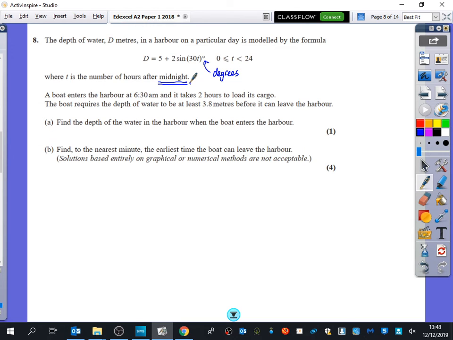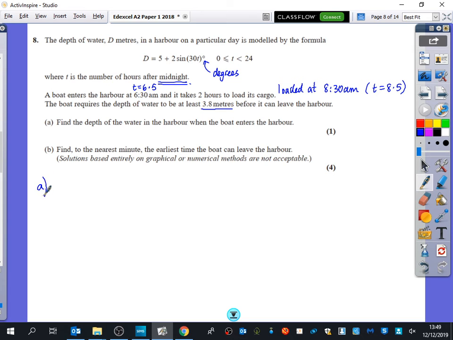Hours after midnight. A boat enters the harbour at 6:30 a.m. Immediately you should think, well, that's when t is 6.5. And it takes 2 hours to load its cargo. So the cargo will have been loaded at 8:30 a.m. In other words, when t is equal to 8.5, that's how long it's going to be in loading for. The boat requires the depth of water to be at least 3.8 meters before it can leave the harbour. So it can't leave if it's below 3.8 meters.